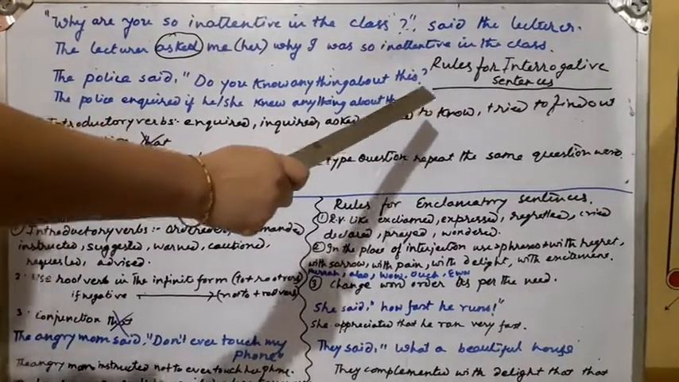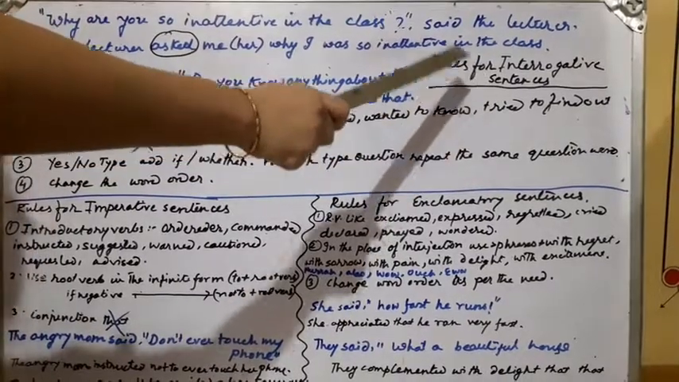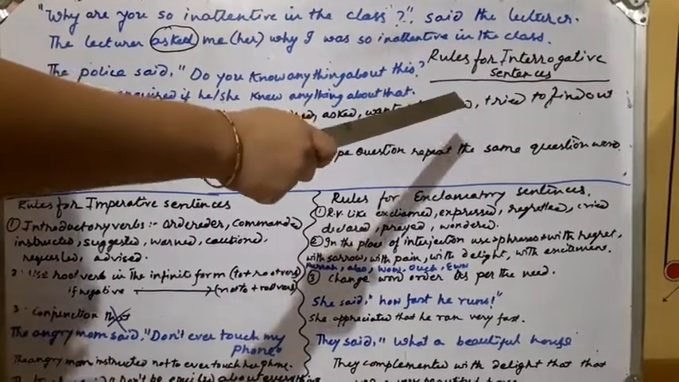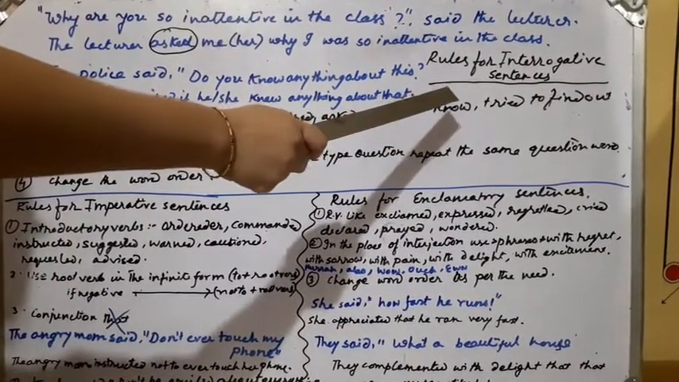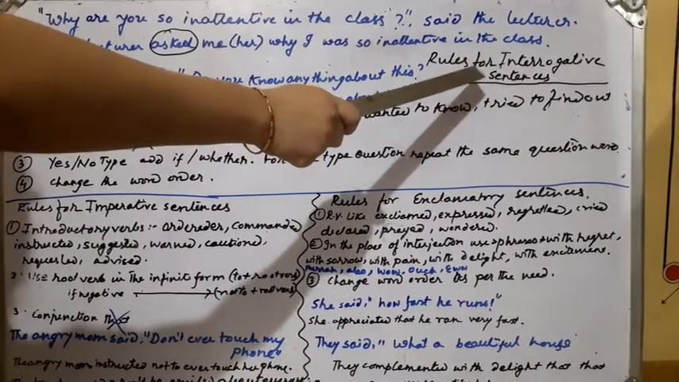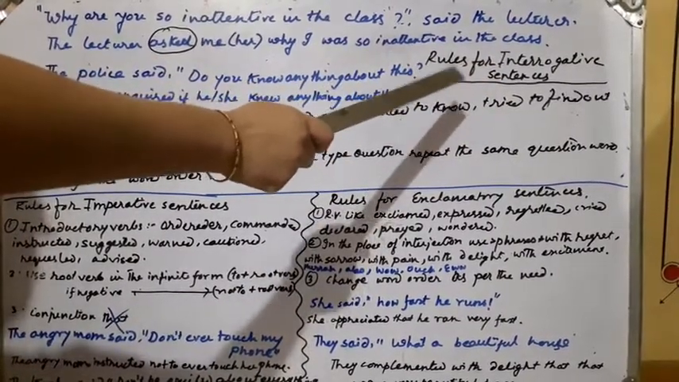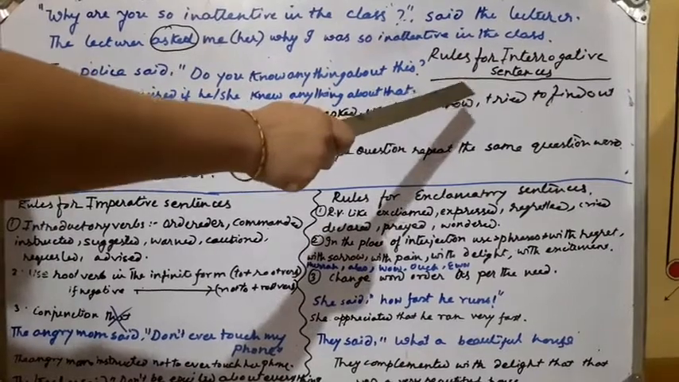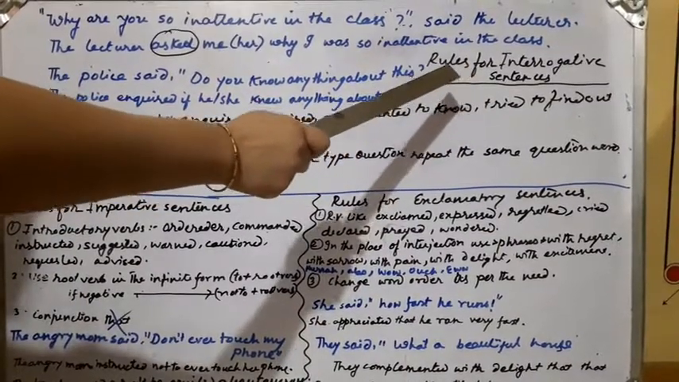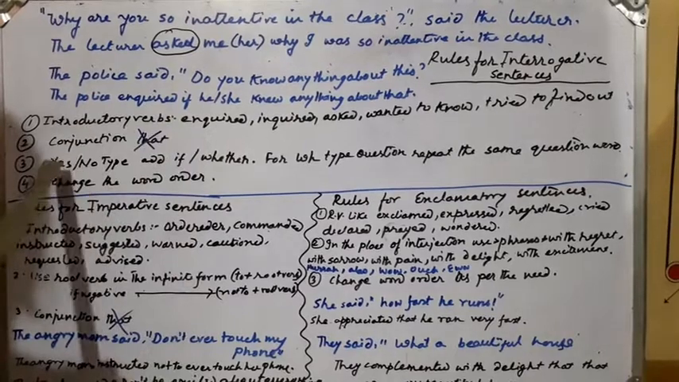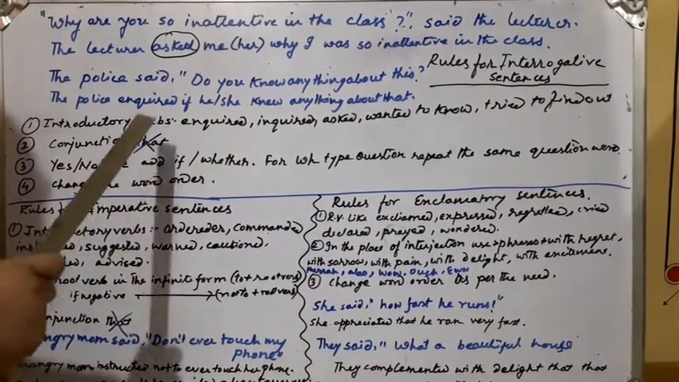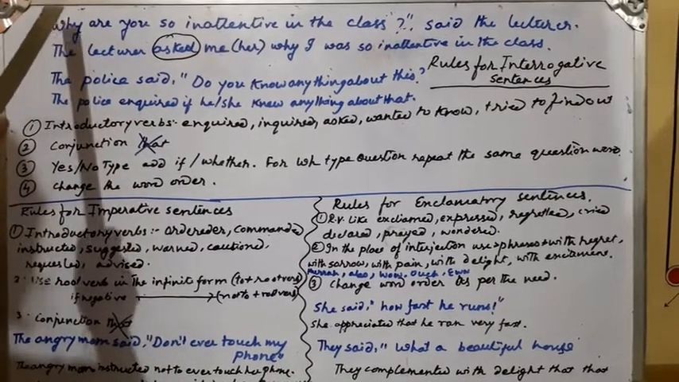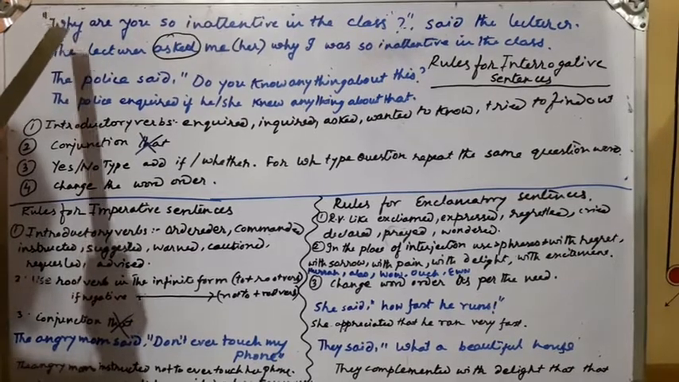Now, students, we will discuss interrogative sentences, that is, rules for interrogative sentences. How we can change interrogative sentences from direct speech to indirect speech, right? So, what are interrogative sentences? Interrogative sentences carry a sense of interrogation, of questioning, right? They can be of two types. One is yes/no type, and another is with WH. It begins with WH. WH means when, what, who.